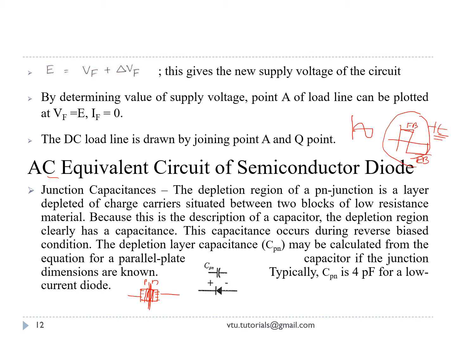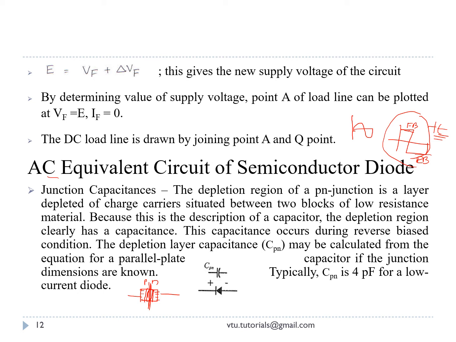Once again, the depletion region of a PN junction is a layer depleted of charge carriers situated between two blocks of low resistance. This is the property of a capacitor. So the junction capacitance is going to exist, represented by this equation.